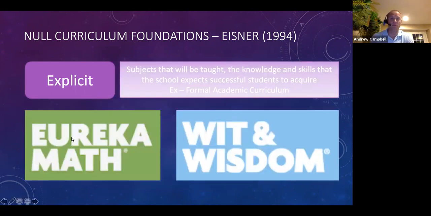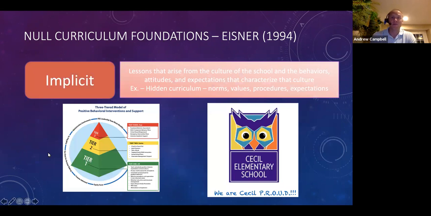So just to give a little bit of background, the explicit curriculum, that's basically what we're teaching in class. These are the subjects that are going to be taught, the knowledge and skills that schools expect successful students to acquire. So in other words, this is the Eureka Math curriculum that my school district delivers to elementary. Wit and Wisdom is the official English and Language Arts curriculum. And within that, it is aligned to the Common Core State Standards, which is what students will ultimately be assessed on to determine whether or not they have understood the explicit curriculum.